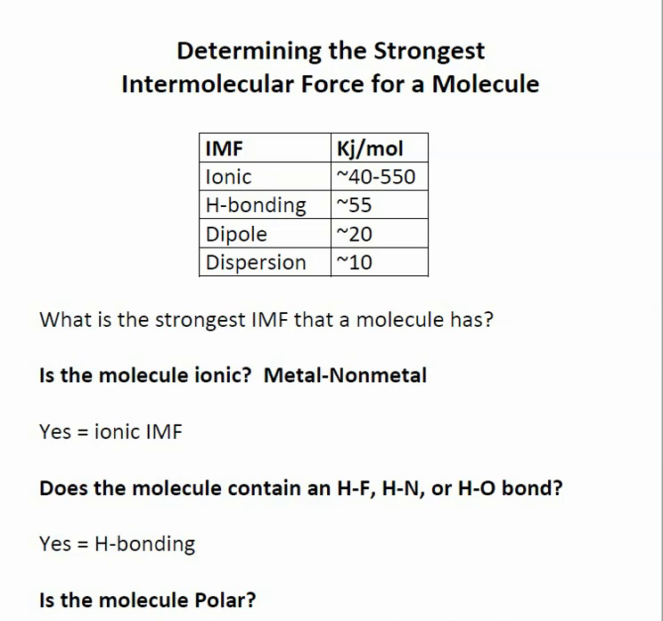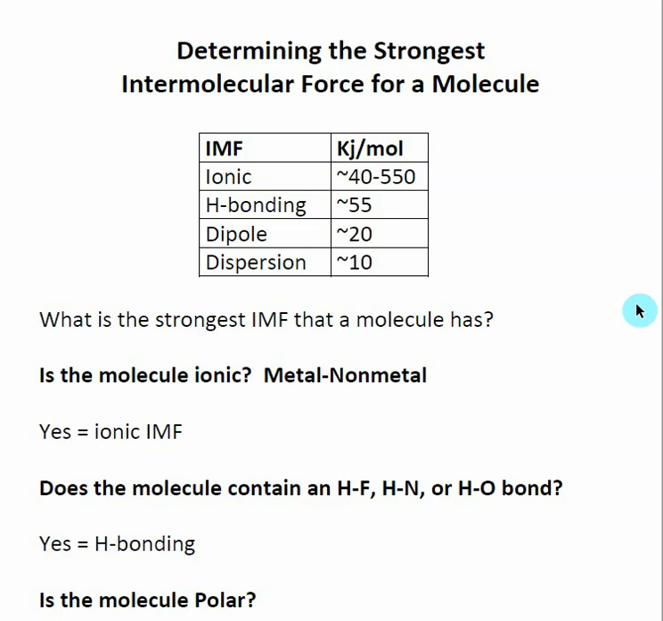Now that we've looked at the four main types of intermolecular forces, we can answer the question: what is the strongest intermolecular force in a molecule? Of the four intermolecular forces we've talked about, ionic is by far the strongest. Hydrogen bonding is next, and it's quite a bit weaker. Then a dipole interaction, and then dispersion interaction.